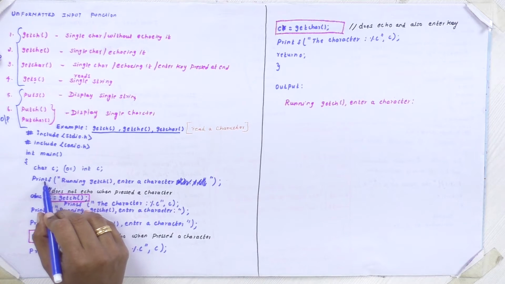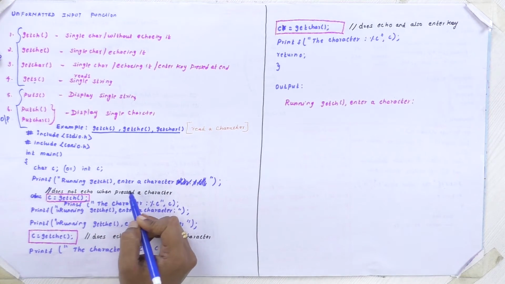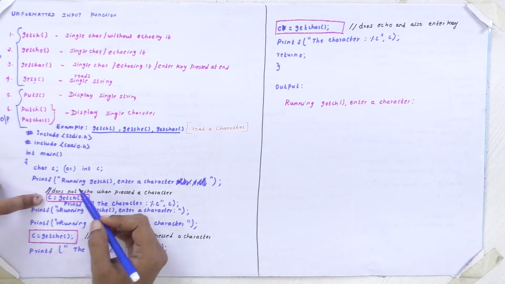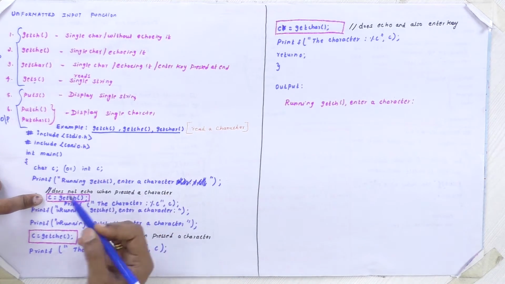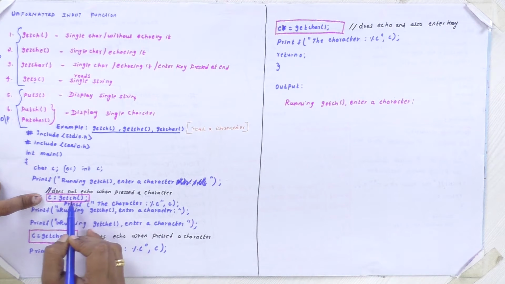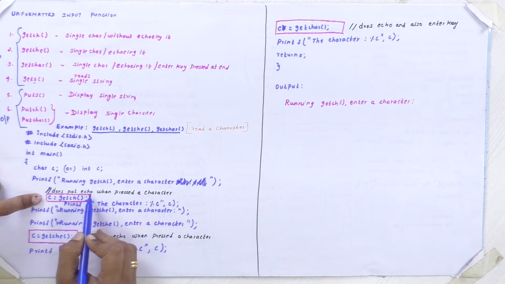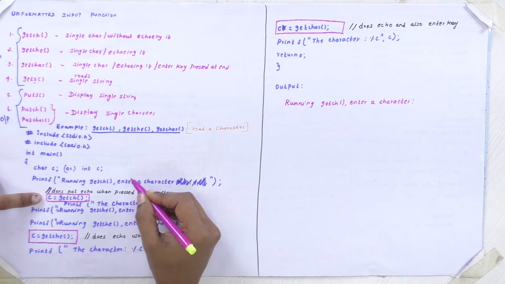In the printf statement I am just displaying which function is running. The first one is getch. To read a character using getch, you use the variable c which we declared, c equal to getch. It reads a character from the user, but it does not echo it. Let's see the output for these two functions.